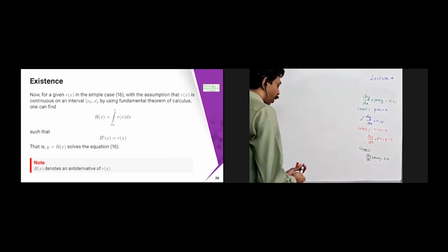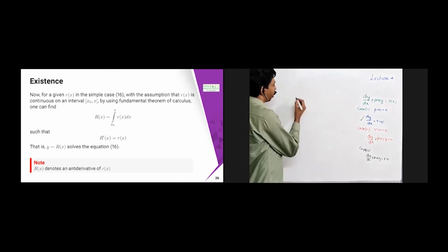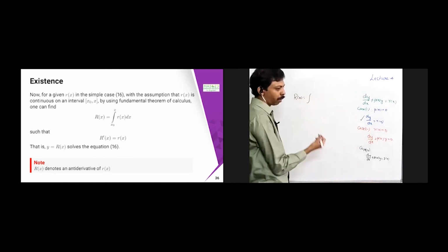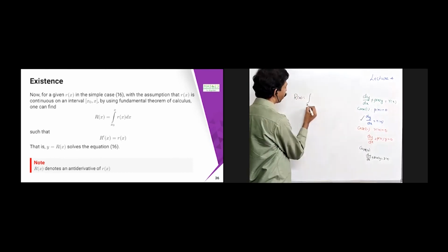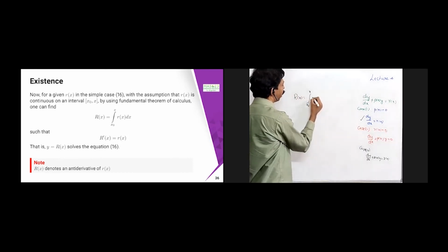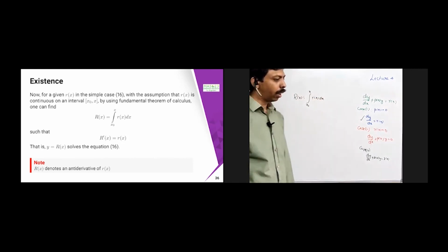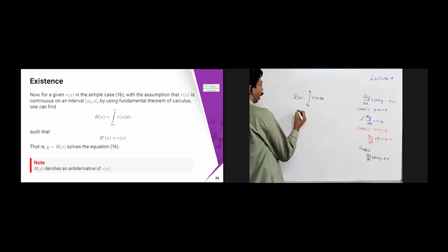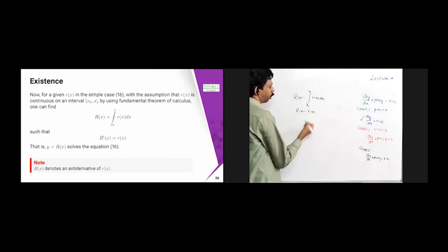Okay, by the fundamental theorem of calculus, you can find R of x equal to the integral from some initial point x naught to x of r of x dx. I can find that. Then what is it going to become by the fundamental theorem of calculus? Your R dash of x is going to become r of x.